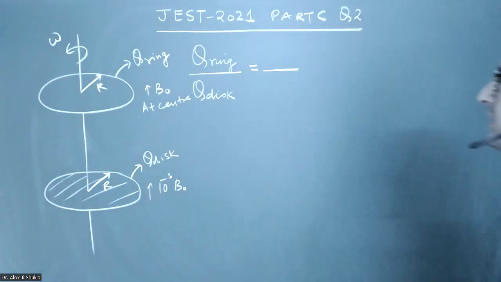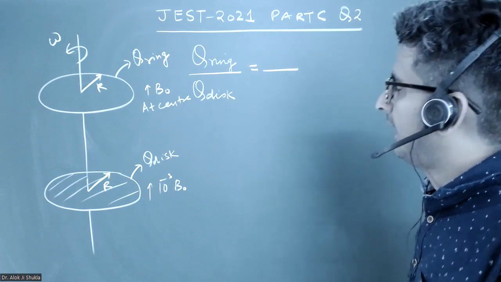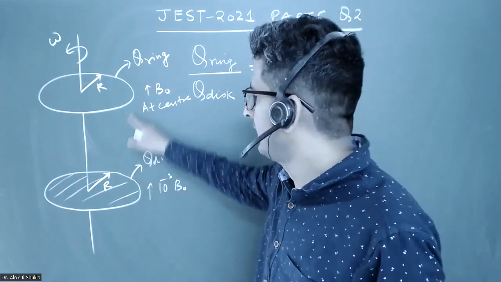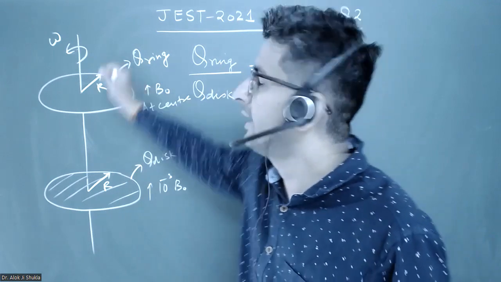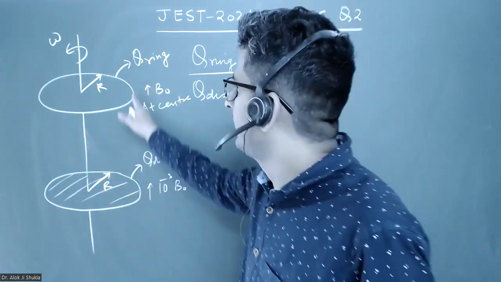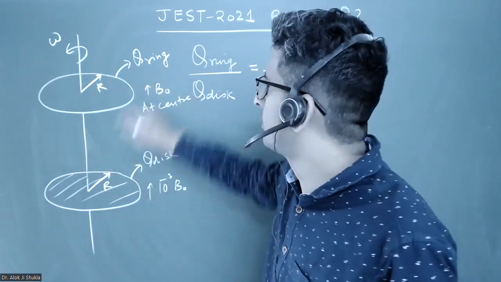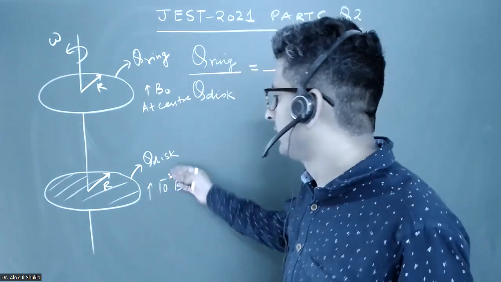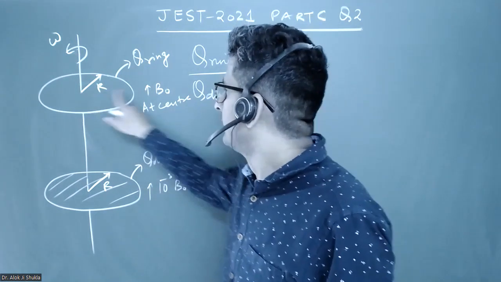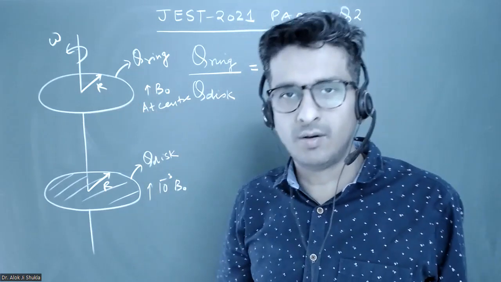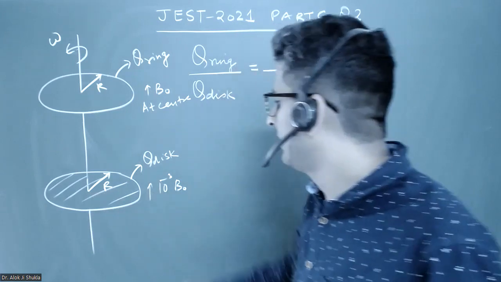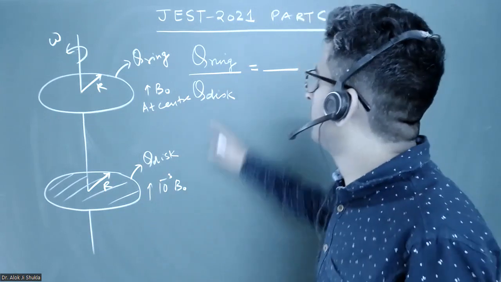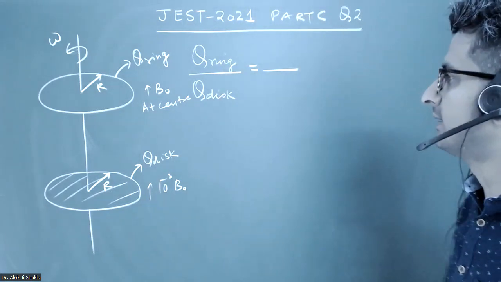So this is a question from JEST 2021, and in this question, two different things are given. This is a ring and this is a disk, and both are rotating at angular velocity omega. The ring is uniformly charged, with total charge Q ring, and the disk is also uniformly charged, with total charge Q disk. At the center, the magnetic field for the ring is given to be B naught, and at the center, the magnetic field for the disk is given to be 10 to the power minus 3 B naught. Now you have to tell what is the ratio of Q ring and Q disk.